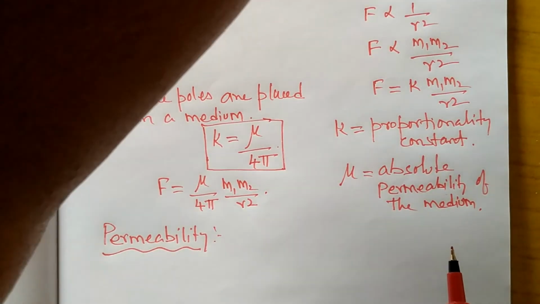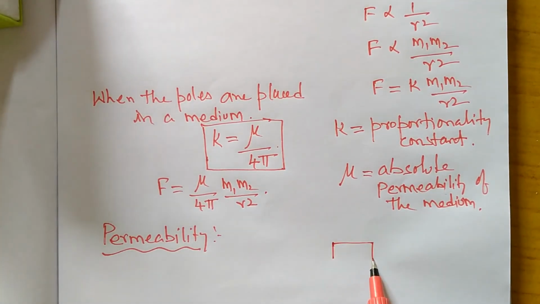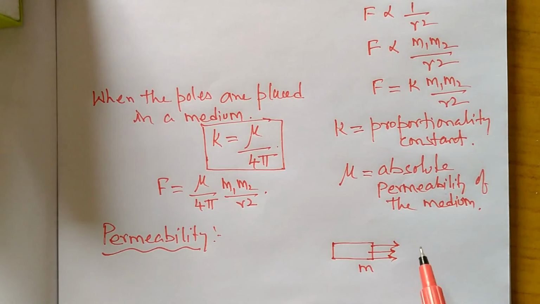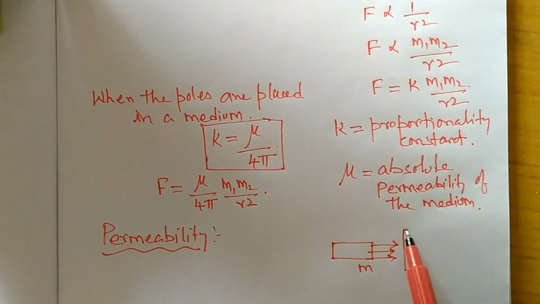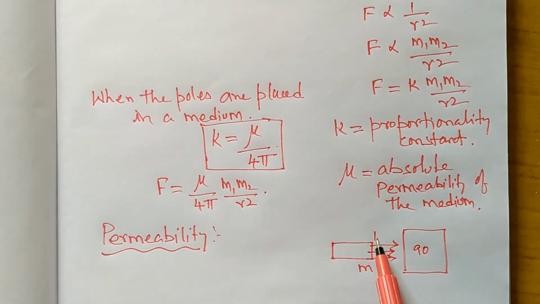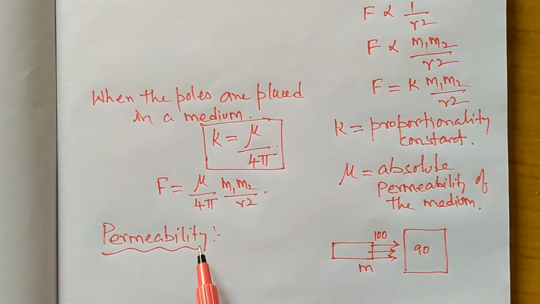Suppose, I have taken an example here. I will demonstrate it. Suppose there is a magnet of pole strength M1 and it can emit 100 field lines, and it is placed in a medium which will allow only 90 field lines to pass through it. The medium doesn't allow all the 100 field lines to pass through it. It allows only 90. This property of that medium, which allows magnetic field lines to pass, is called permeability.